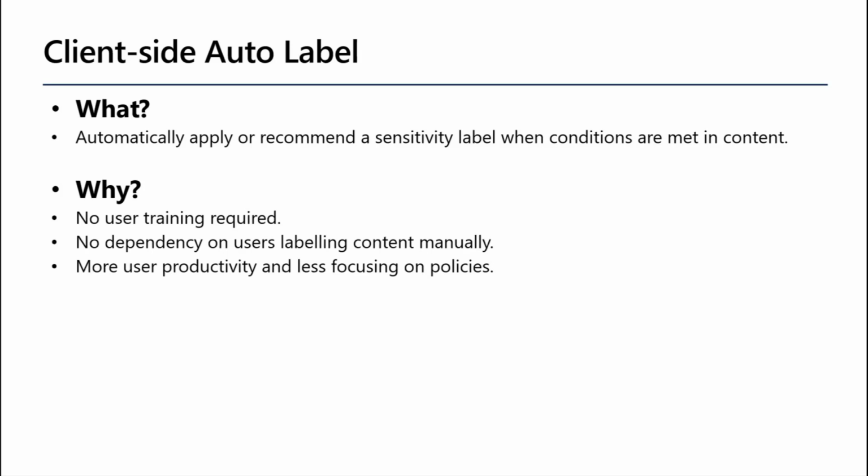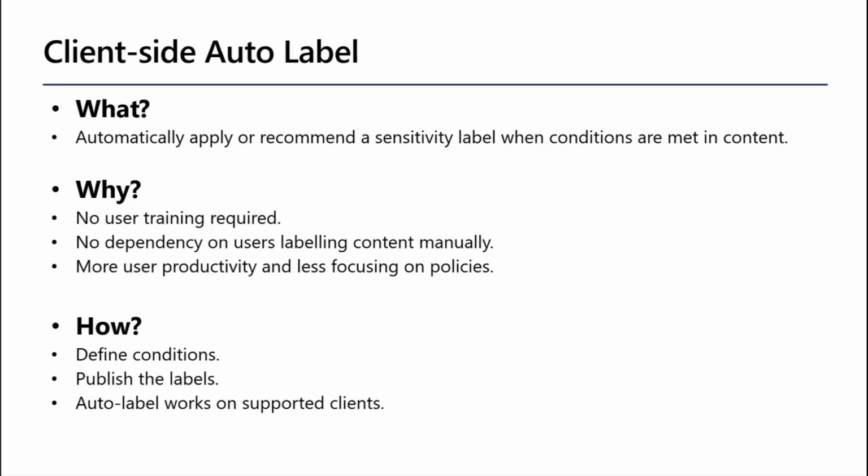Why is it important? It's important for a few reasons. First, you don't need to train your users when to use each of your classifications. Two, you don't need to rely on users to classify all content correctly. And the last reason is users no longer need to know about your policies. They can instead focus on their work. As a rule, and this is only for now, which may change slightly in the future, when content has been manually labeled, that label will never be replaced by any automatic labeling mechanism.